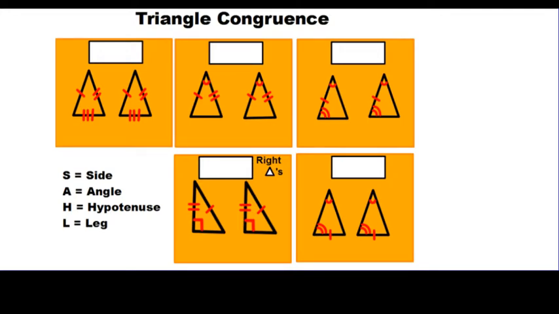Okay, so triangle congruence. There's 5 different ways that I can prove two triangles are congruent. And we call these our triangle congruence criteria, or we could say triangle congruence postulates, but there's 5 of them.